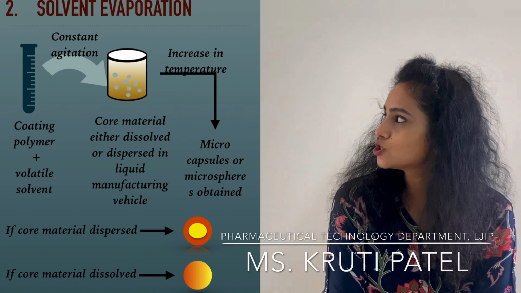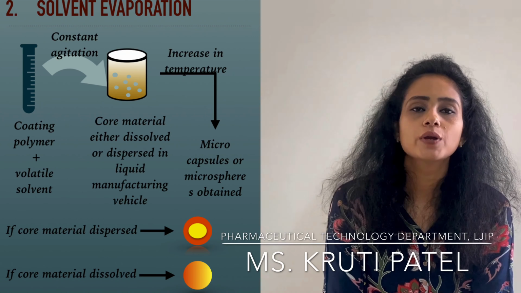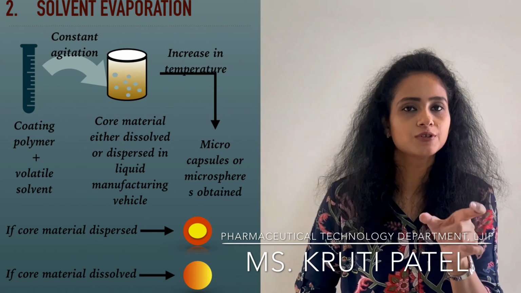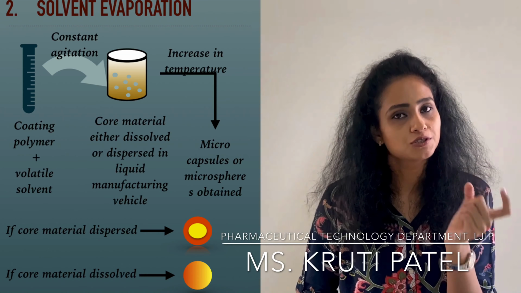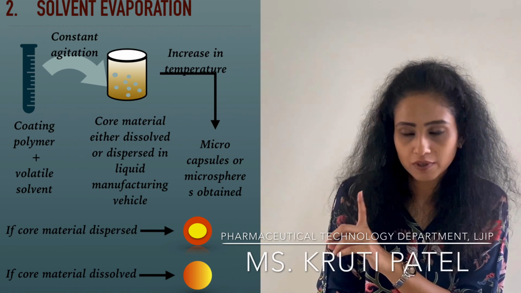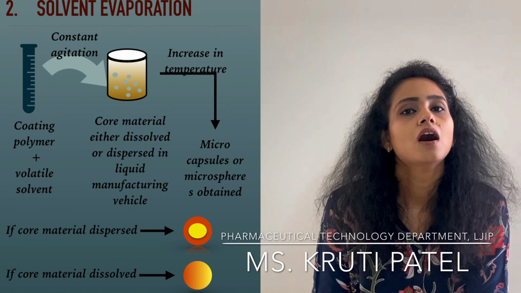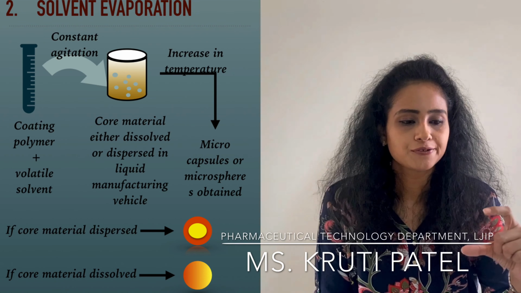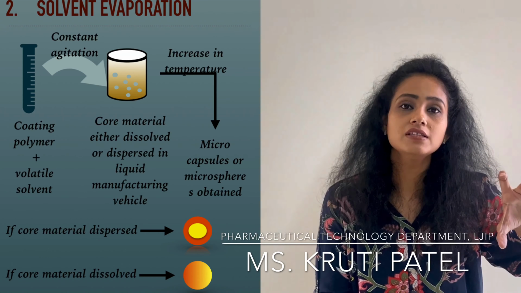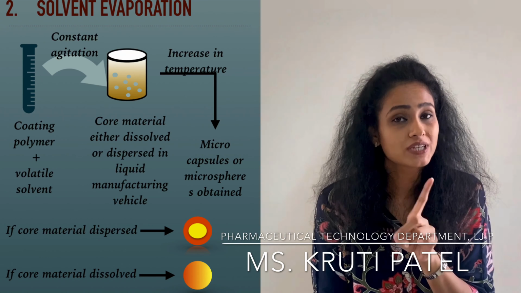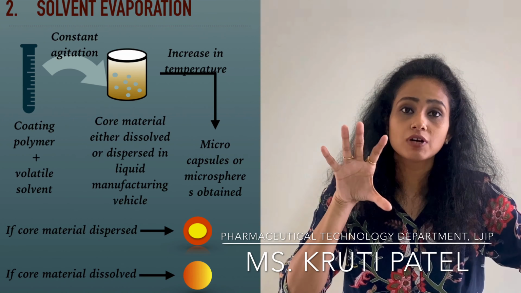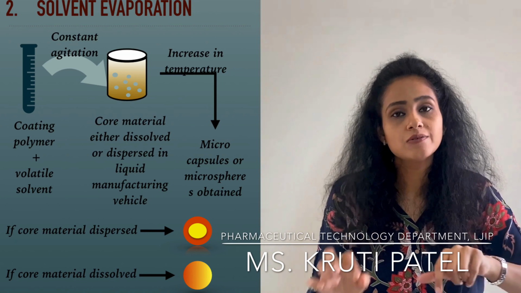The second technique is solvent evaporation technique. Okay, now solvent evaporation, as the name suggests, what we will be doing? We will be evaporating our solvent and then forming microcapsules. Now in case of this solvent evaporation technique, what happens? You have to take your coating material. Now that coating material is dissolved in some volatile solvent. Okay, coating material is dissolved in what? In volatile solvent.